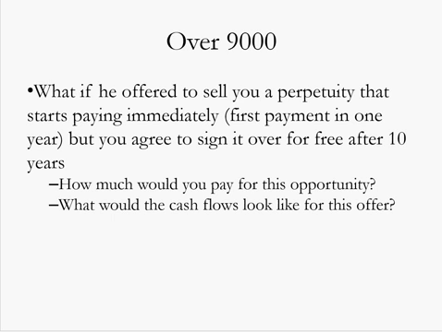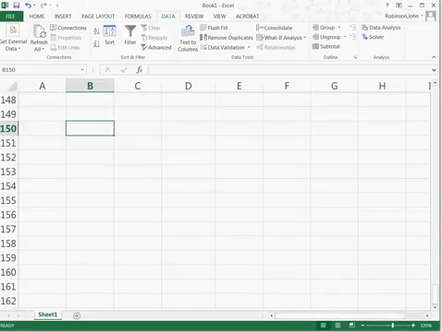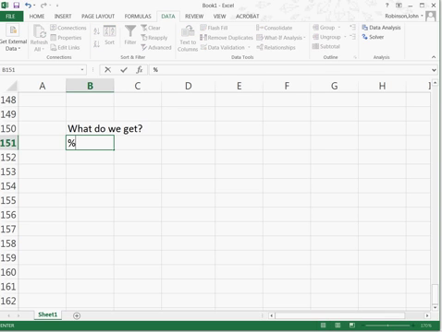Okay, so let's break this up into 2 parts. So what do we get? What we get is easy. We're getting a perpetuity. It pays 5 forever. We know that. It's $100 at 5% interest. 5 divided by 0.05.